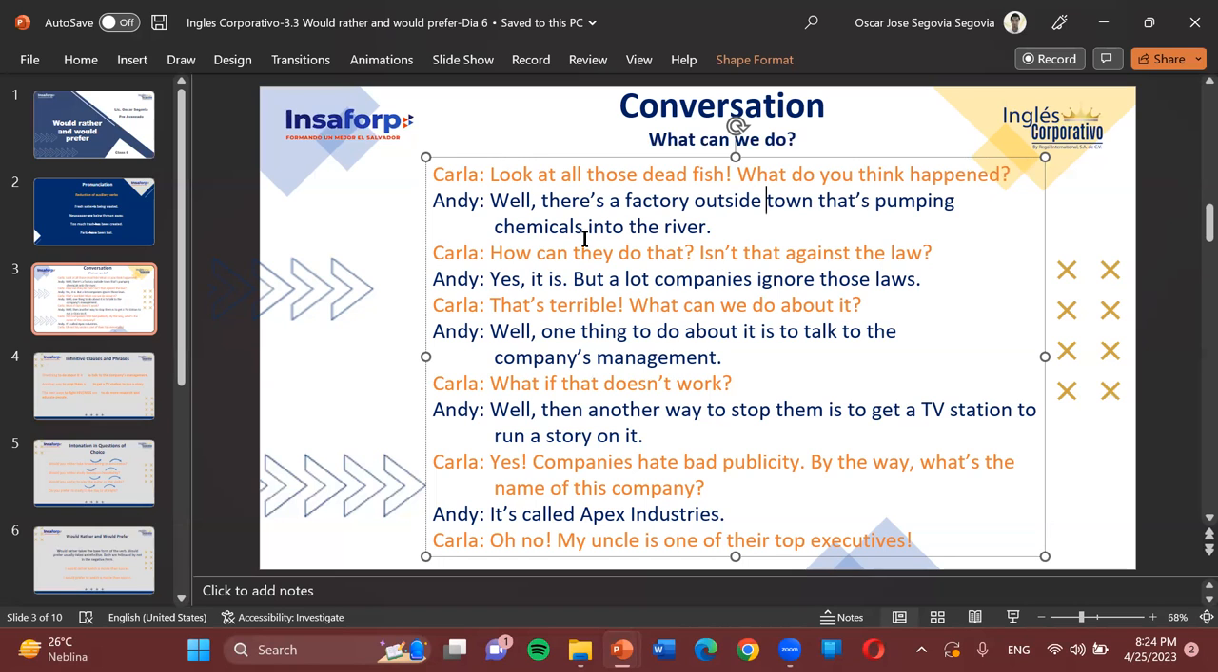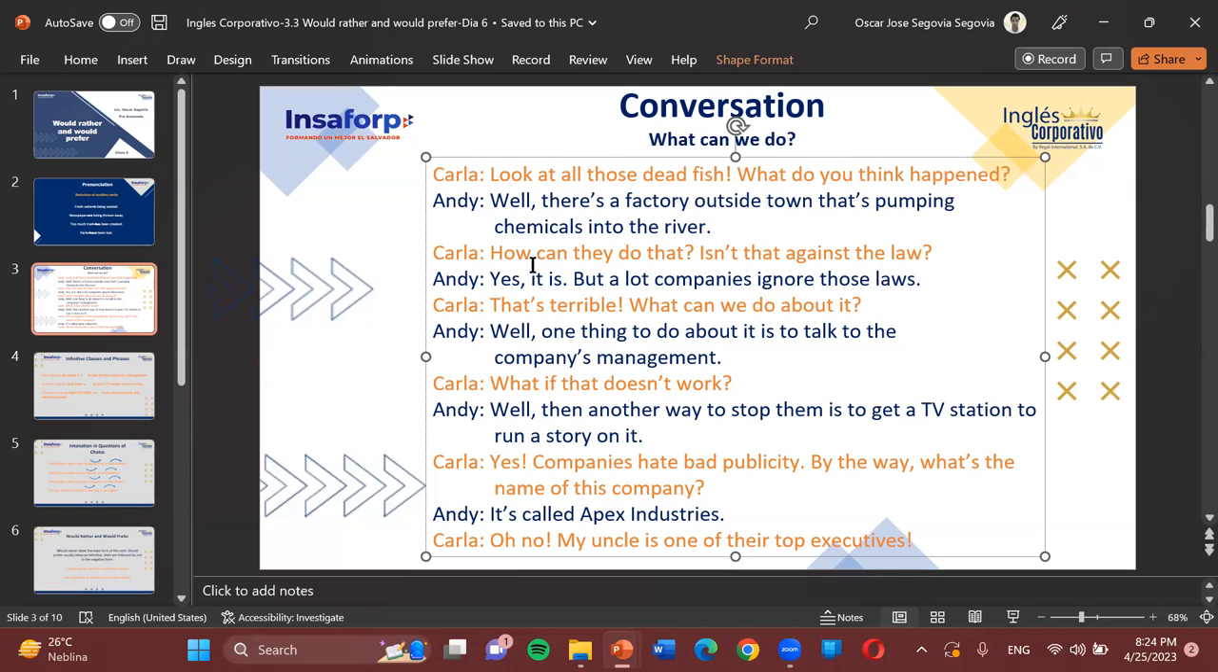Entonces, esta podría ser otra opción, ¿verdad? Otro momento en el cual podamos utilizar los linking sounds. Into the river. Sí, into the river. En lugar de solo decir into the river, into the river. So, chemicals into the river.